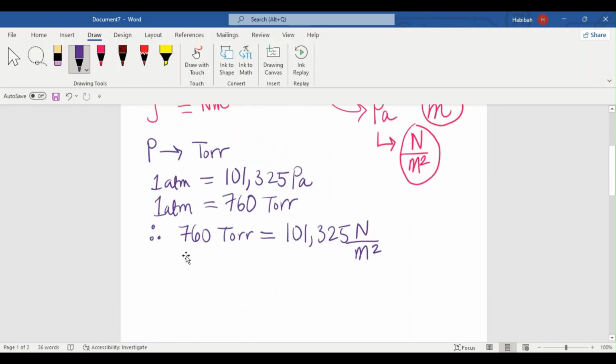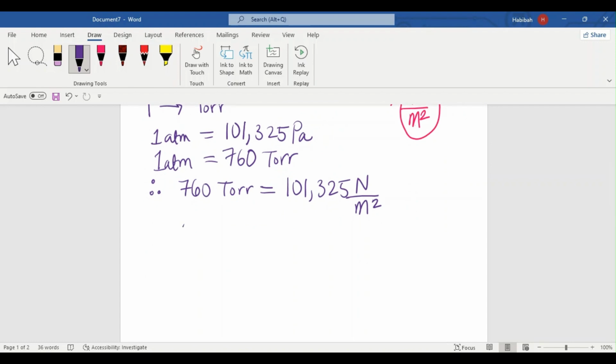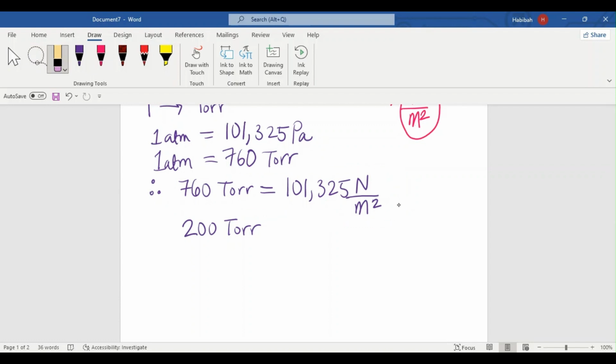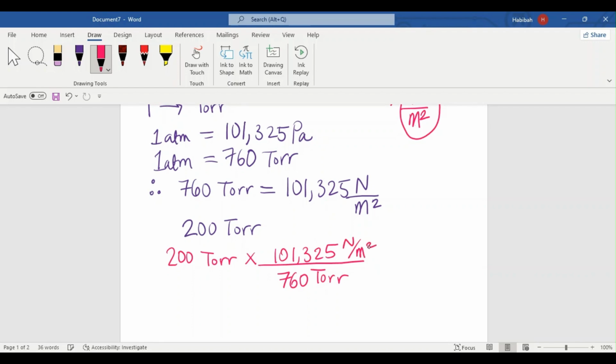But in our question, we're given 200 torr. So we're supposed to find what 200 torr would give you, based on this fact that I am boxing right here. Of course, we do dimensional analysis to solve this. If we're given 200 torr, we're going to put the torr at the bottom because we're doing unit conversion using dimensional analysis. So we put 760 at the denominator and 101,325 Newton per meter squared, or you can just call it pascals.